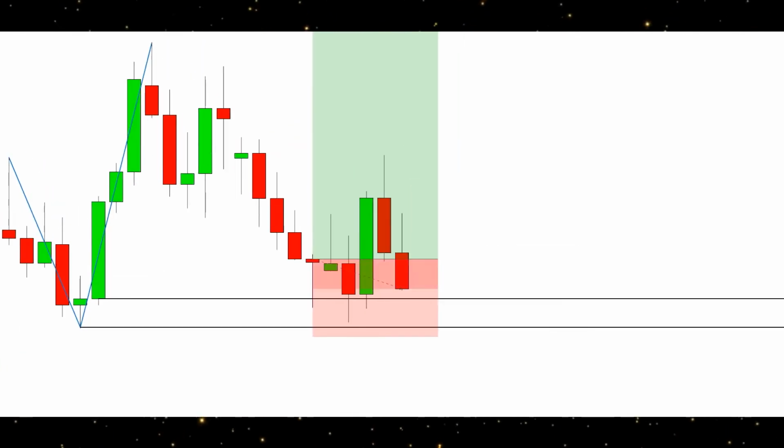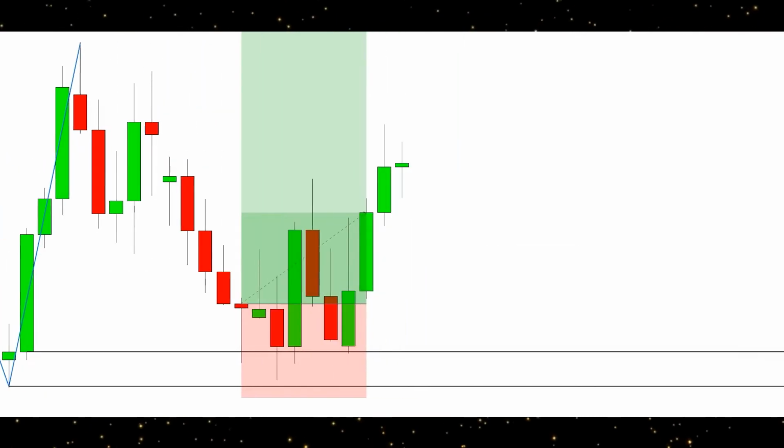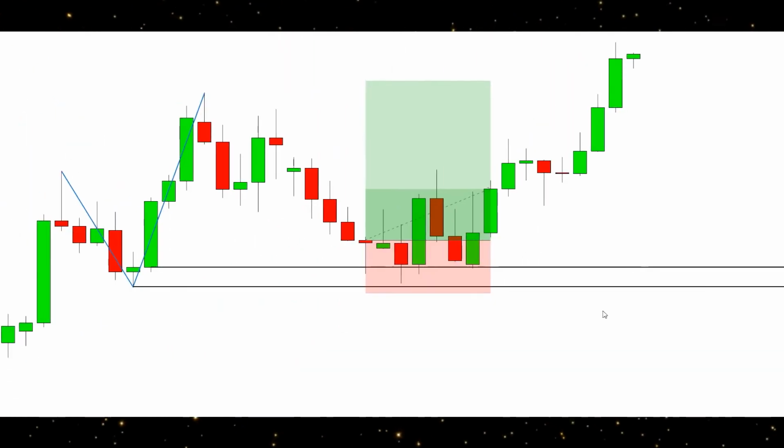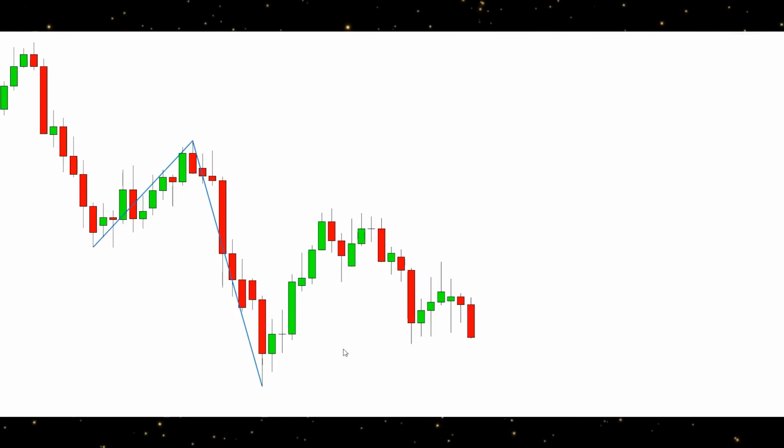Once it came down, it's playing around. Now the market has achieved my target. So this is how you have to maintain the risk and reward in a demand zone.